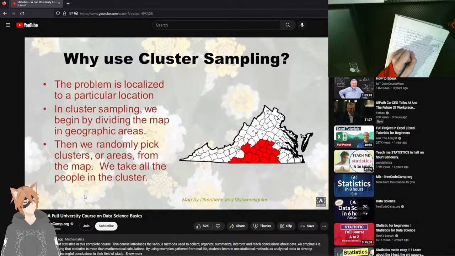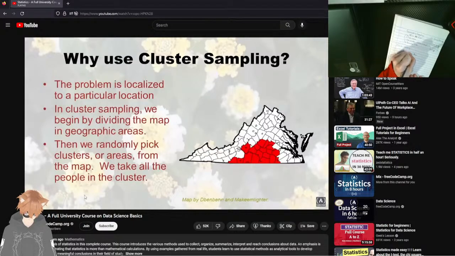So when you do cluster sampling, you start by dividing a map into geographic areas. I'm from Minnesota, and I know that there was a mine there with vermiculite in it, and it was contaminated. A lot of people got sick from it, but they didn't know that's what was going on. So they first, I think, divided Minnesota into different geographic areas. After dividing the area into these different geographic areas, some with the bad thing in it, and some without, you randomly pick these clusters or areas from the map.